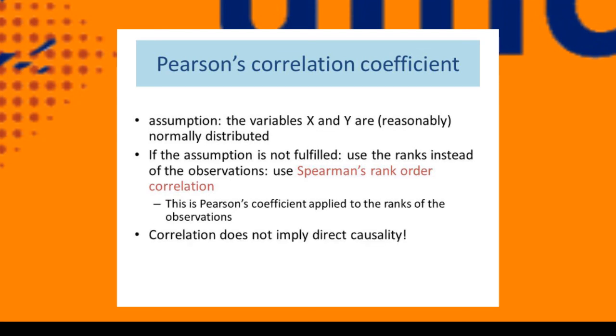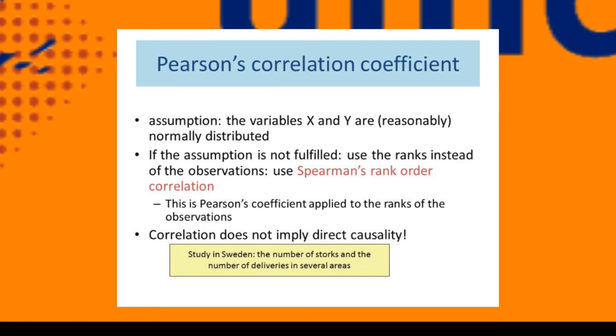To end this slide, a warning. Correlation does not imply direct causality. To give a silly example, in a study in Sweden, the number of storks was positively related to the number of deliveries in several areas. Now, I do not think that I will shock you by telling that there is no direct causal relationship. Possibly both variables are positively related to the fertility of the area.